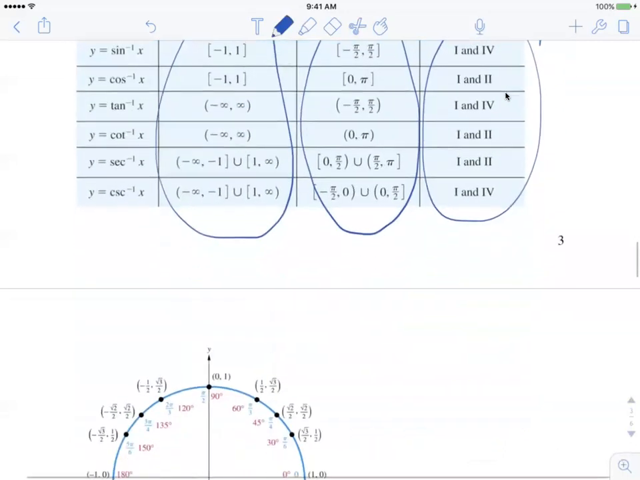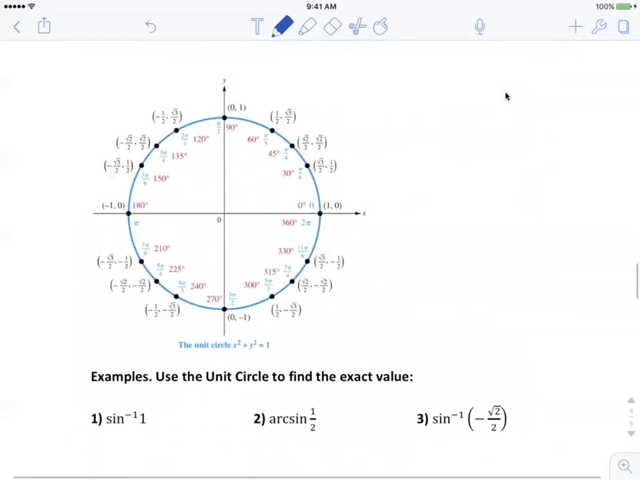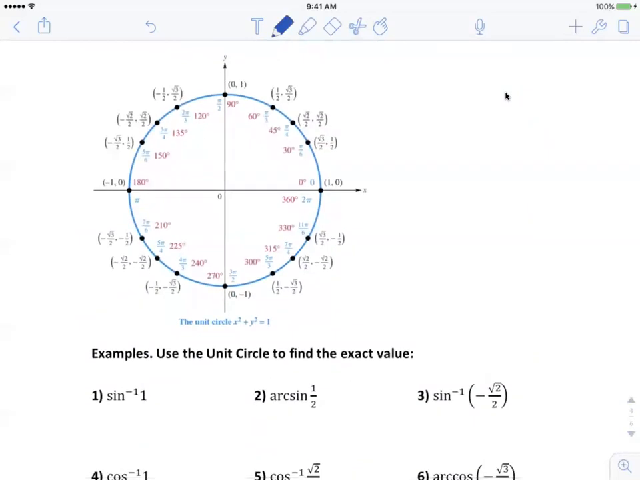Okay, how about we try some examples? Maybe fast forward to this point. I think it's helpful to use the unit circle on these examples, so I put the unit circle there. You have those in previous notes, but we'll refer to it a lot, so it's here as well. Use the unit circle to find the exact value. Let's try number 1, sine inverse 1. Remember what that means. You're trying to figure out the angle whose sine is 1. Remember, the sine is the y coordinate on the unit circle. So you're just looking for a place where the y coordinate is 1. There it is, right there.